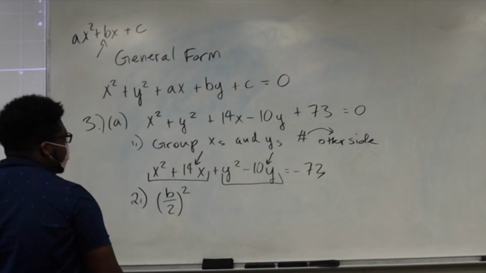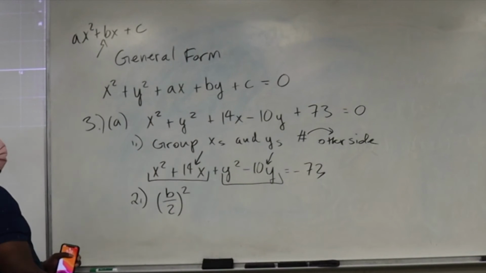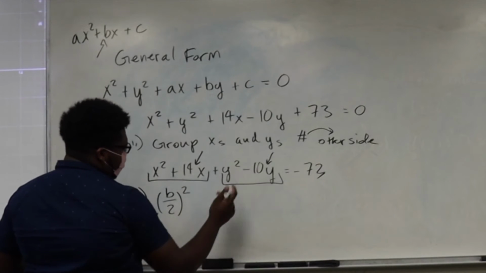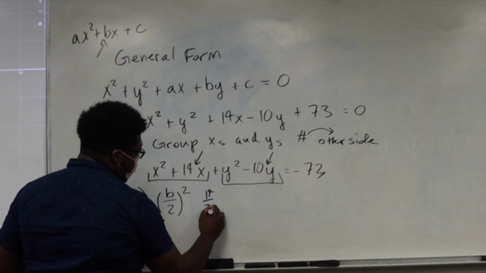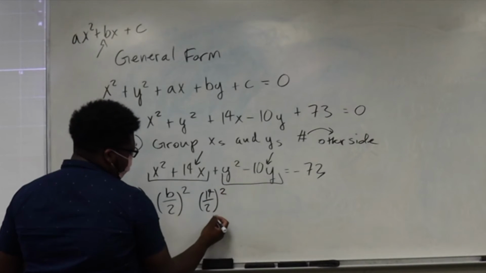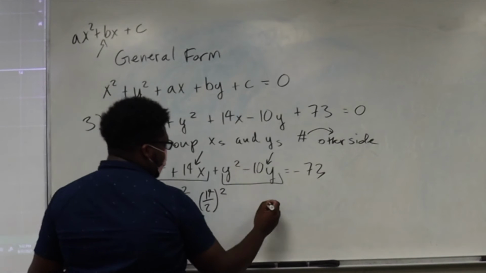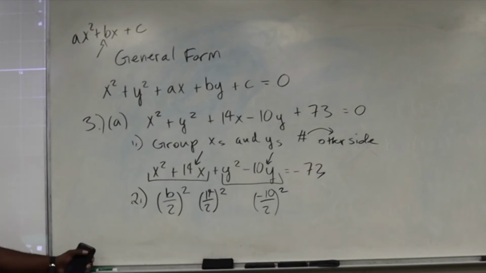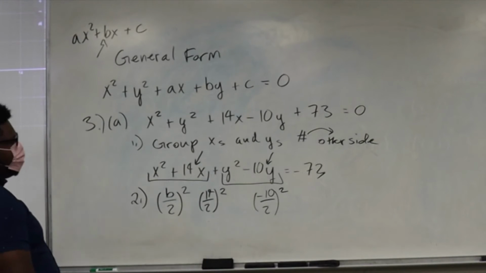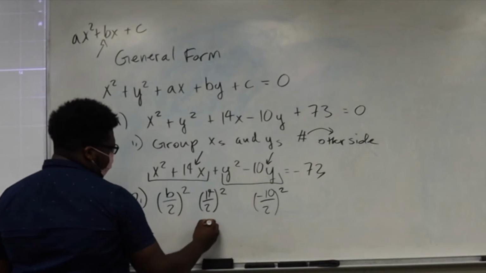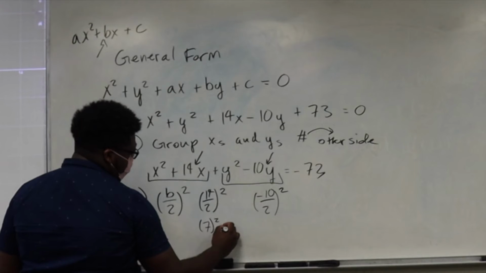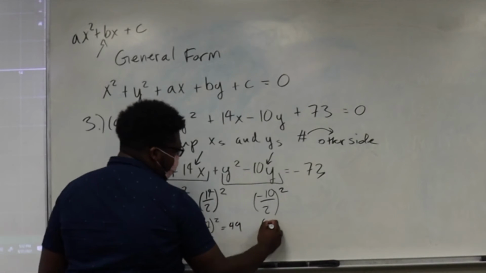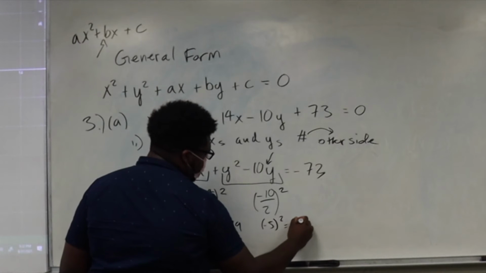So repetition works. Anyway, we're going to take our b term, half it, and square it, and do that for both. So we'll say 14 over 2 squared, and for this one, negative 10 over 2 squared. That's going to be 7 squared, which is 49, and negative 5 squared, which is 25.